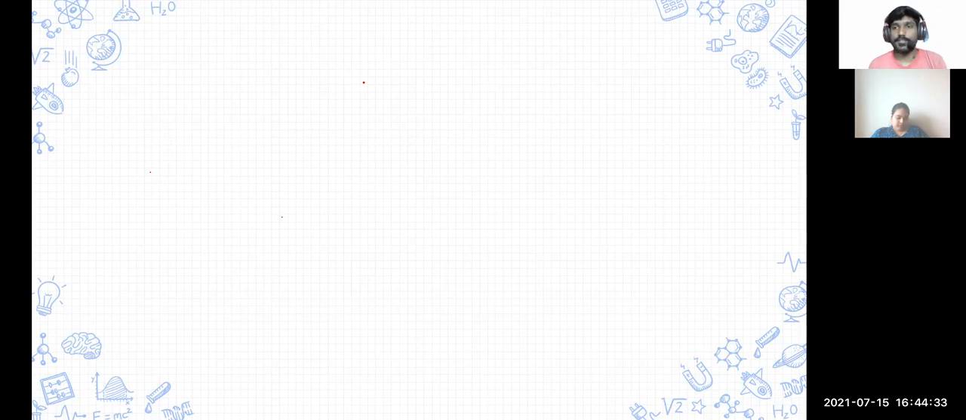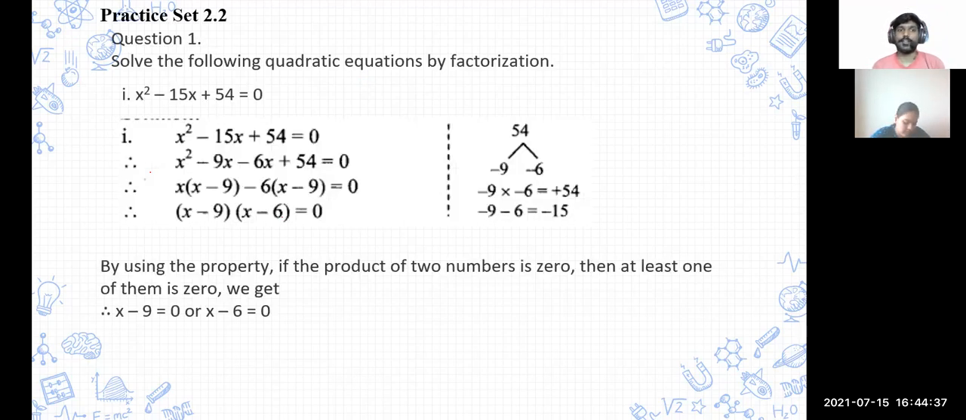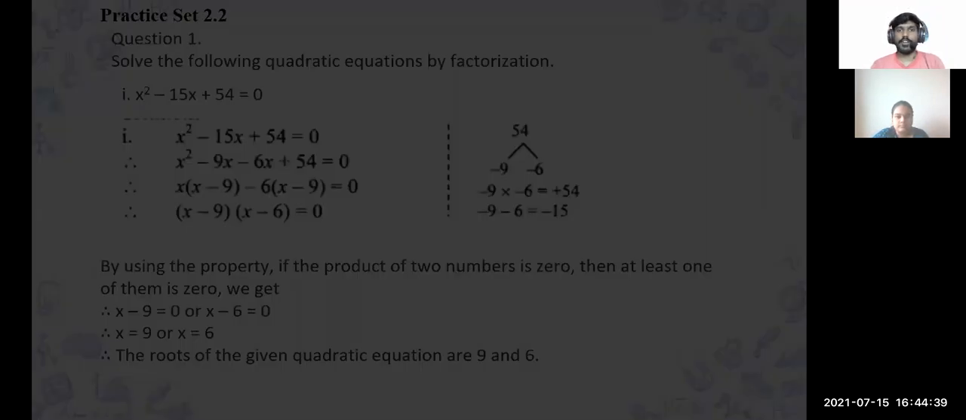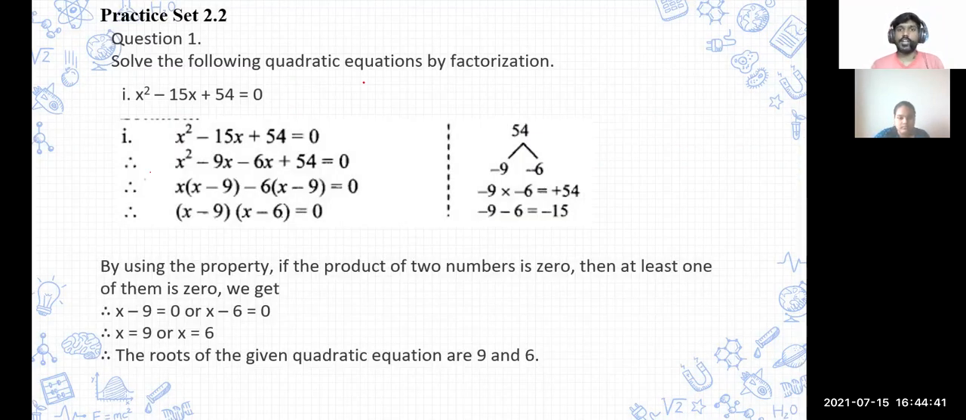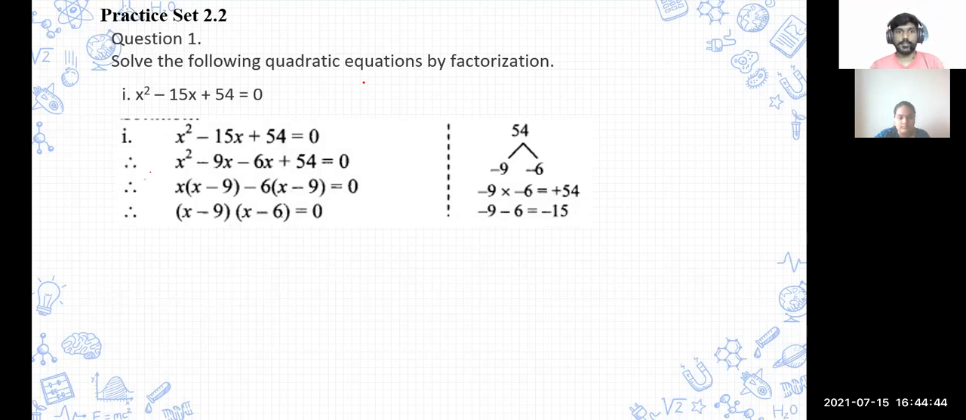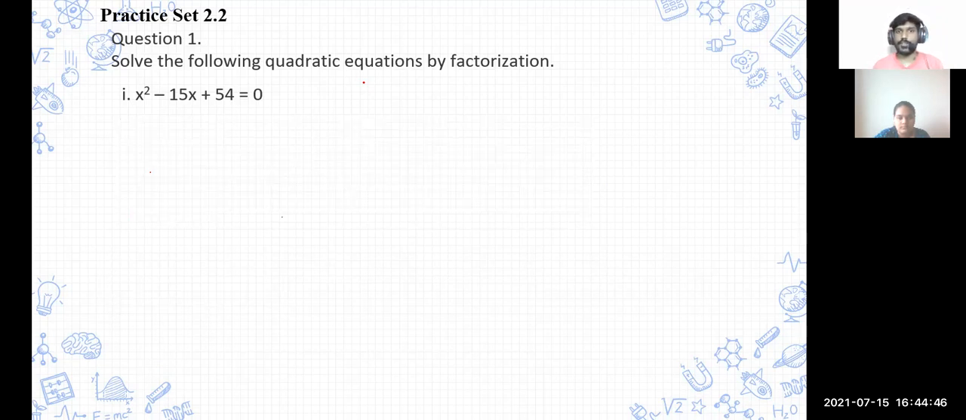Okay. Now, the first method on how to find the solution of a quadratic equation is called the factorization method. So I'll solve this first question by factorization, the entire sum. Now, Practice set 2.2, question 1. Solve the following quadratic equations by factorization.